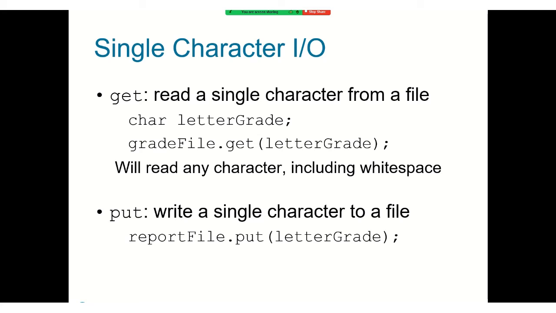Now, for a single character, you use get. For single character input and output, you are using get. It reads the single character. So basically you do filename, whatever file, dot get, then you have the character variable here. It will read any character, including white space. Always remember, it will include the white space as well. Put basically writes a single character to a file.